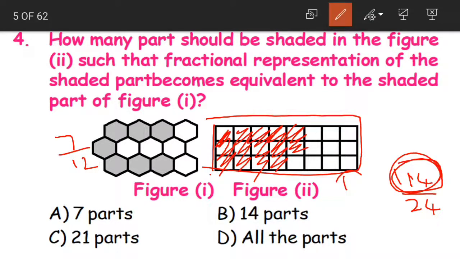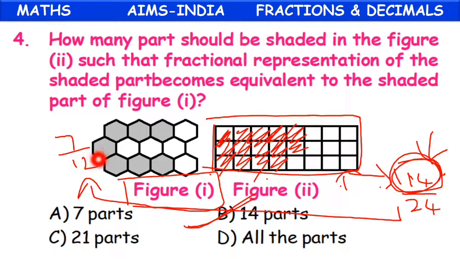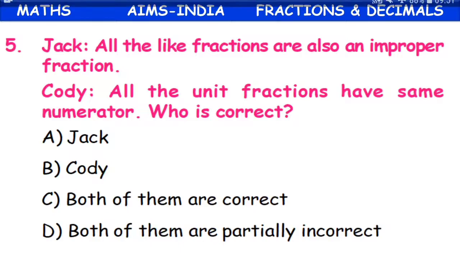Now we have shaded 14 out of 24 parts for the figure 2, and it is equivalent to the fraction 7 by 12, that is representing our figure 1. So how many parts did we shade, children? We shaded 14 parts. So option B, 14 becomes our correct answer. Is this clear? We simply found out the equivalent fraction 7 into 2 by 12 into 2.